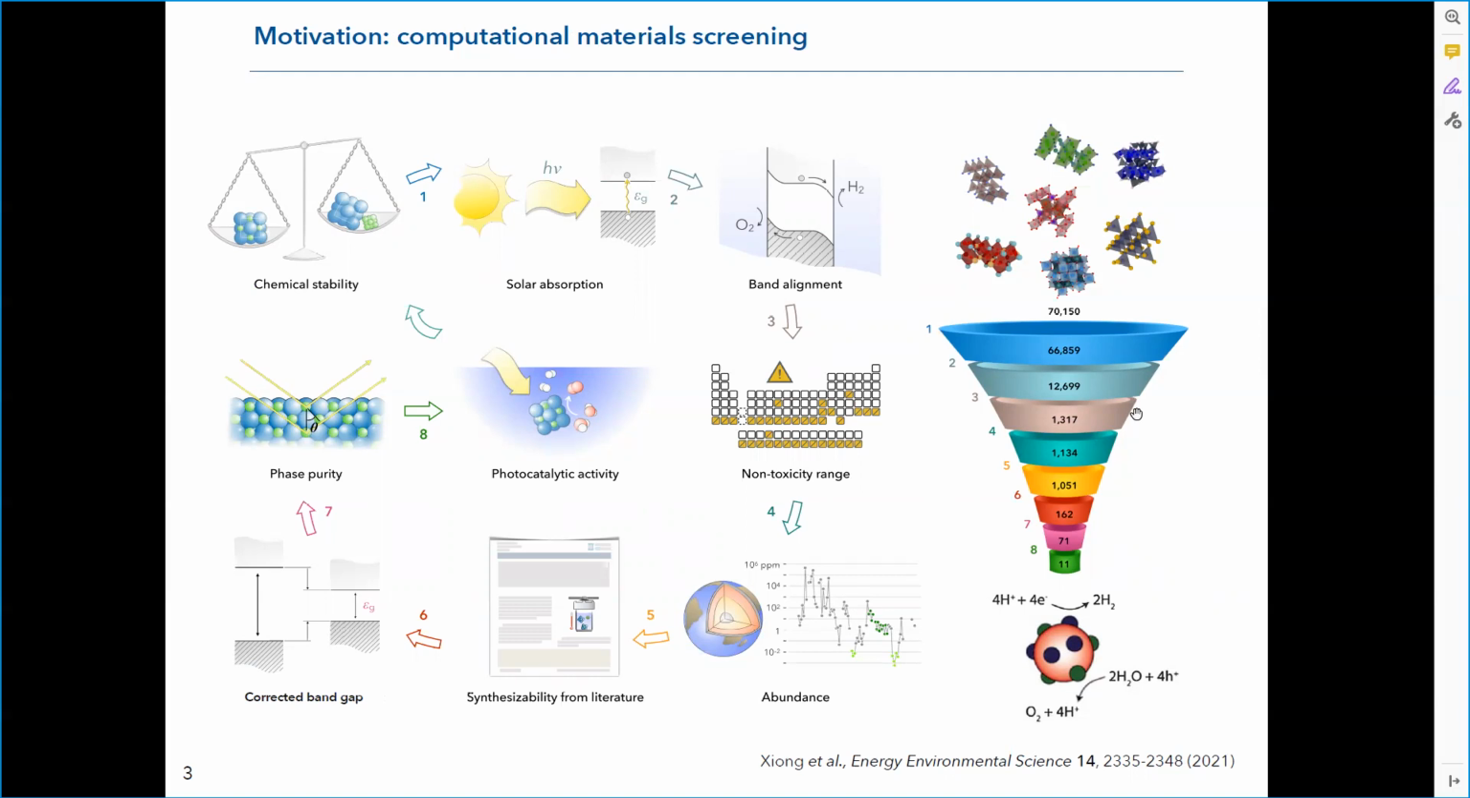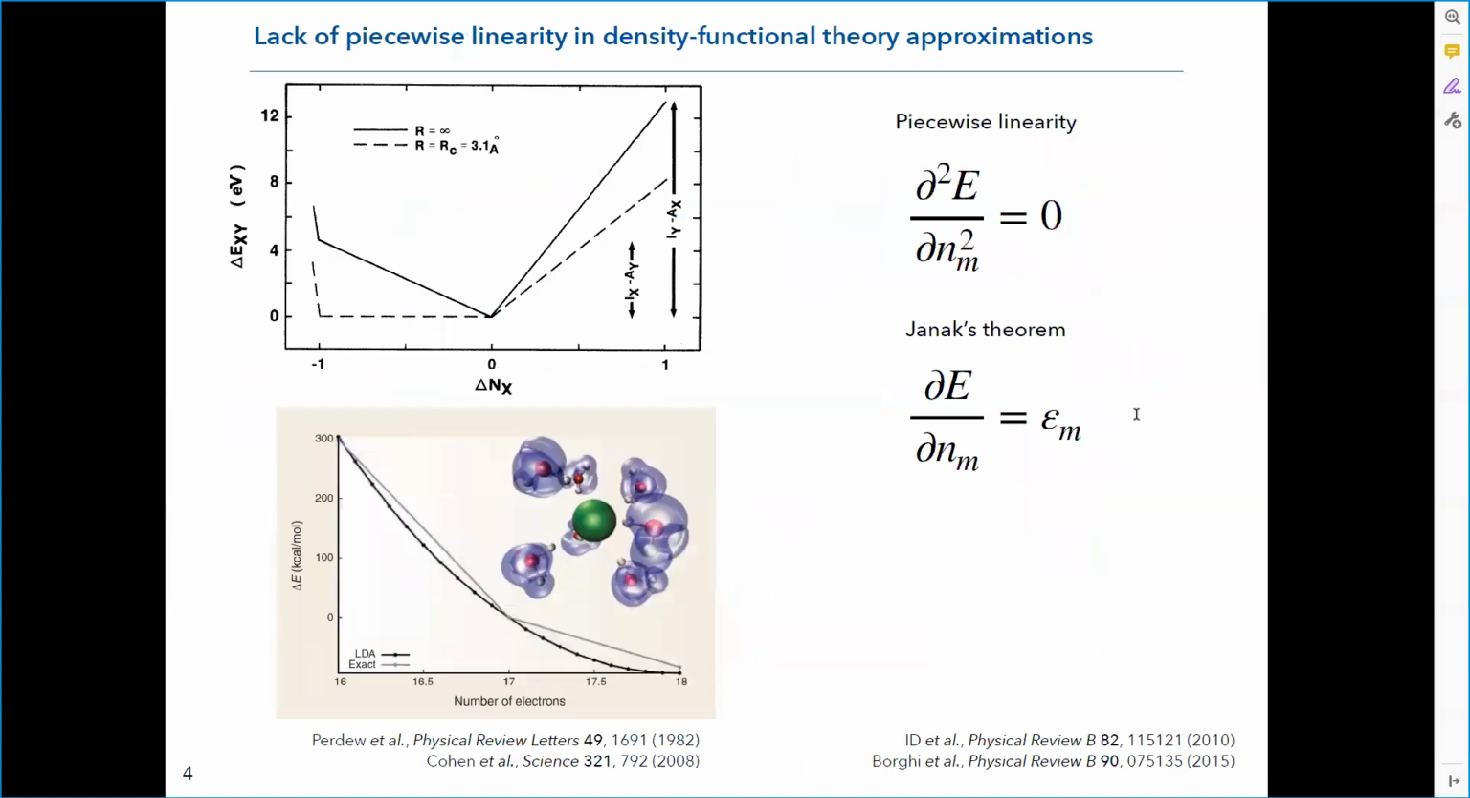And here you can see a high-level view of this 8-step process, and 3 of those steps, the prediction of the solar absorption, prediction of band alignment, and the correction of the band gap, involve electronic structure methods that go beyond density functional theory. To be able to accurately predict the performance of those materials, you need accurate electronic structure methods. And so the goal of this work is to tell you about those developments and tell you about some of the limitations of the methods that exist.